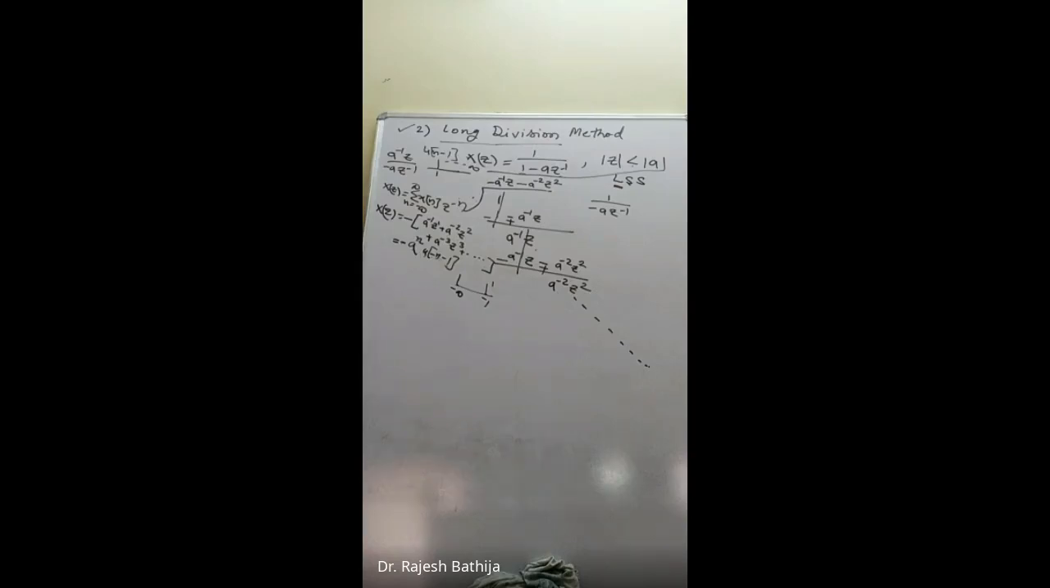mod of z less than mod of a. That is, the ROC is given differently. In the previous one, it was mod of z greater than mod of a, so the answer was a to the power n u of n. Here the ROC is mod of z less than mod of a, so the answer is minus a to the power n u of minus n minus 1. Is this method clear? Long division approach clear?